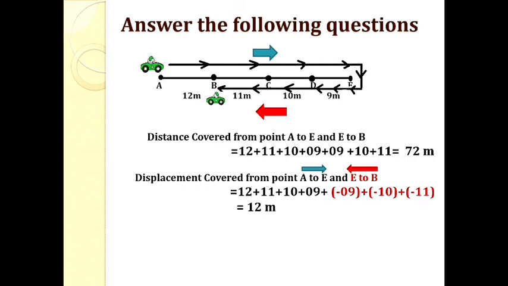See, while calculating the distance, we don't consider direction, so we have to add the actual length covered by the car. So while going from A to E, the distance is 12 plus 11 plus 10 plus 9, and while returning from E to B, the distance is 9 plus 10 plus 11. So the car has covered the distance of 72 meters.